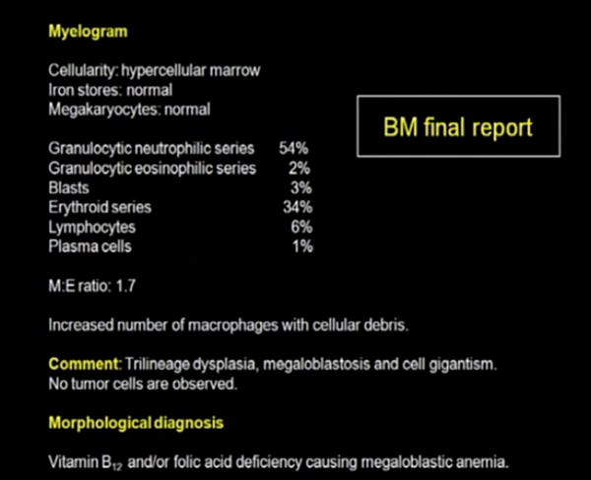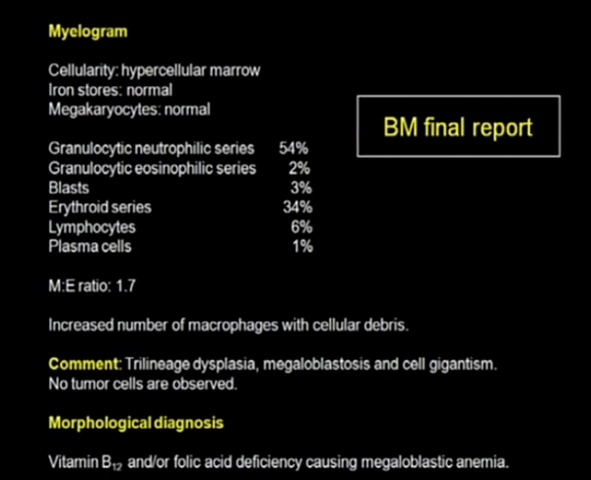This was the report of the bone marrow. Cellularity was hypercellular with normal iron stores and normal megakaryocytes. This was the myelogram, with the ratio. Increased number of macrophages with debris. Comment: three-lineage dysplasia, megaloblastosis, and cell gigantism. No tumor cells are observed.